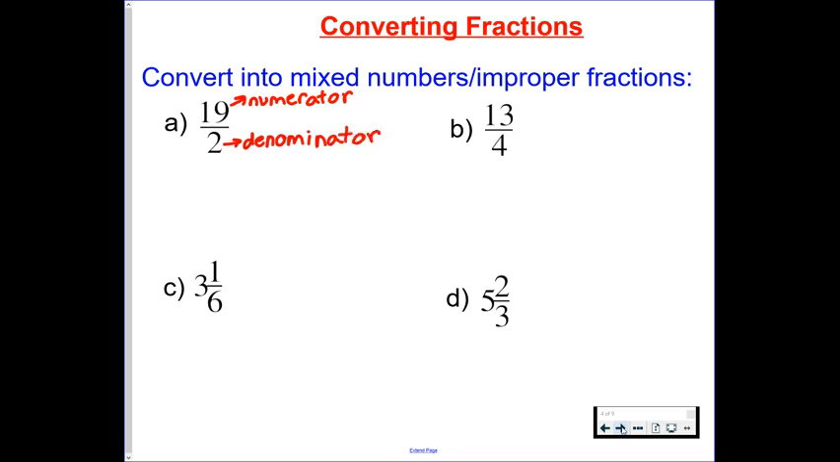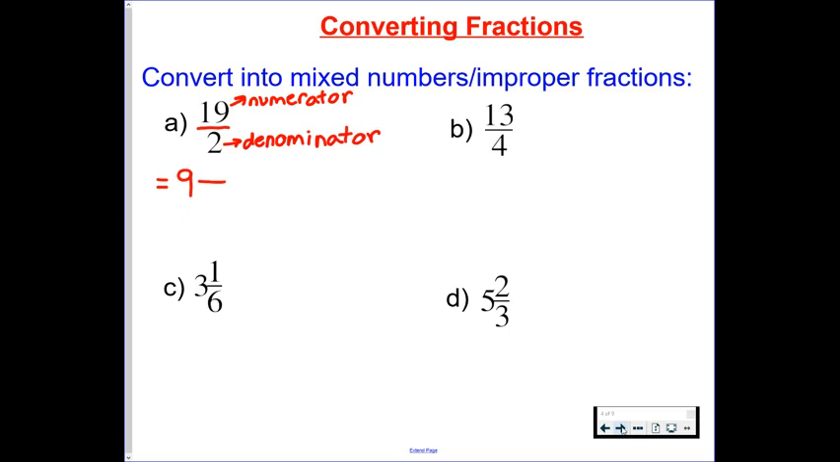Okay, so because the numerator is greater than the denominator, this is an improper fraction, and we're going to change it to a mixed number by dividing. So just like it says here, that's what a fraction means, is to divide. Okay, so I'm going to divide 19 by 2. Well, 2 goes into 19 9 times. Okay, so that's the big number in front is 9.